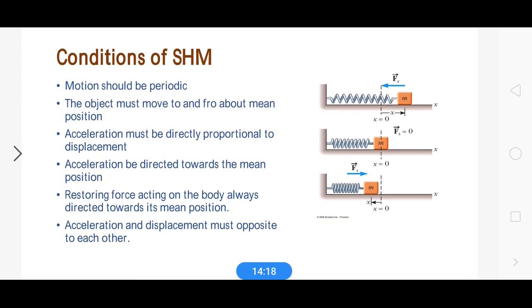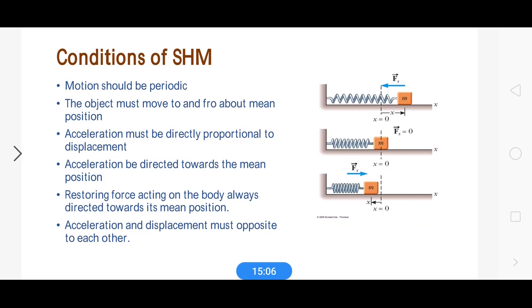And there are some conditions for SHM. They are: motion should be periodic, the object must move to and fro about the mean position, acceleration must be directly proportional to displacement and is towards the mean position, restoring force acting on the body is always directed towards its mean position, and finally acceleration and displacement must be opposite to each other.